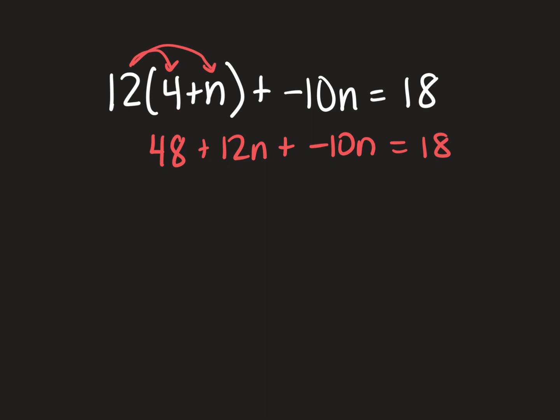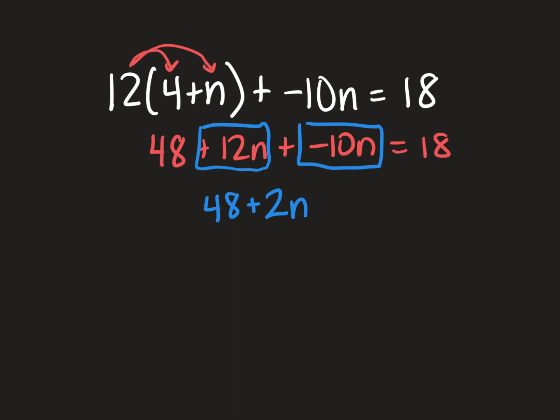Now I'm looking for like terms, and the coefficients 12 and -10 both have the same variable n, so I can combine them. 12 plus -10 is 2n, and then I still have this 48, and it's a plus 2n because a positive 12 and a -10 is a positive 2. And that is equal to 18.